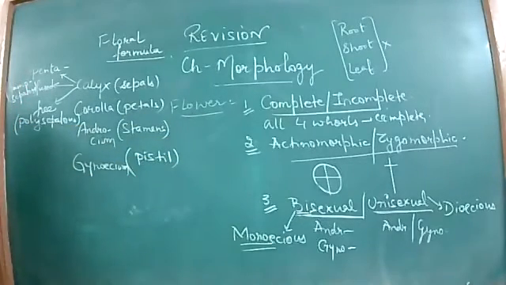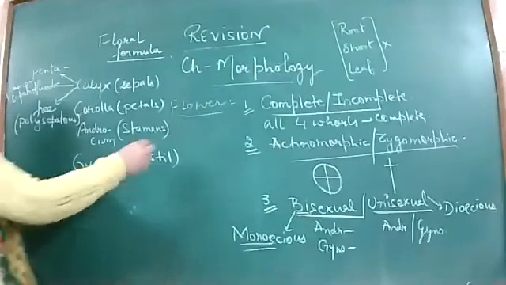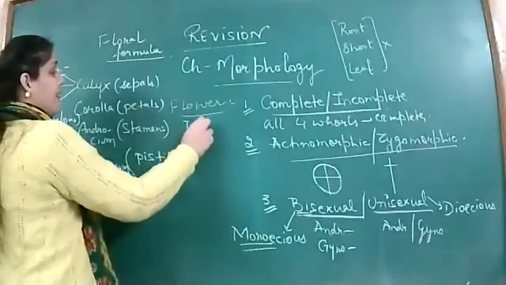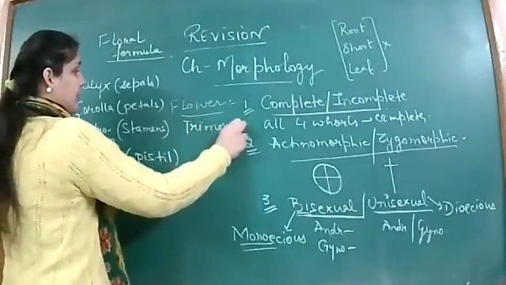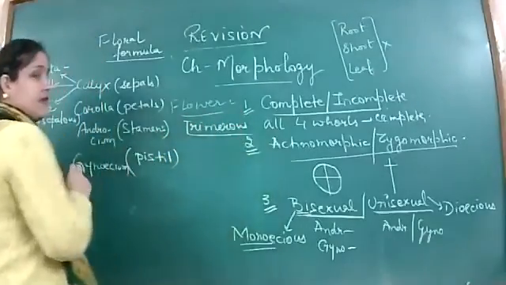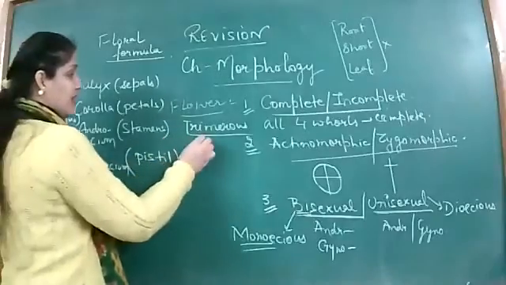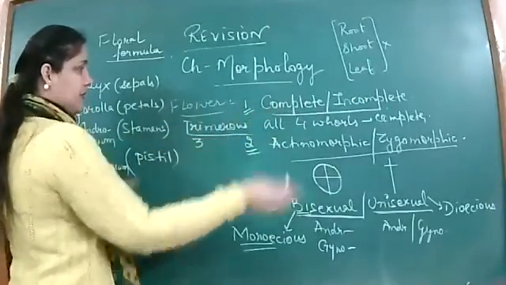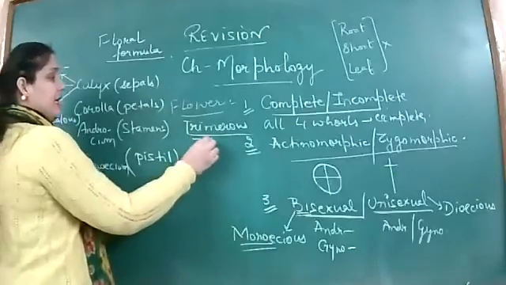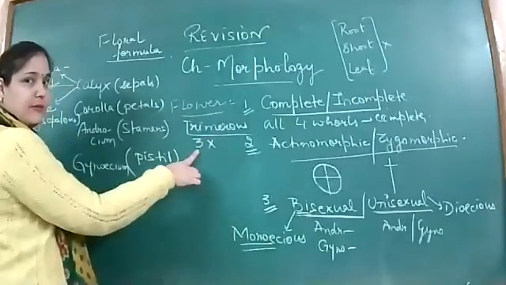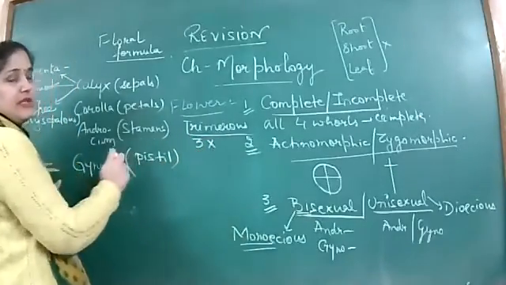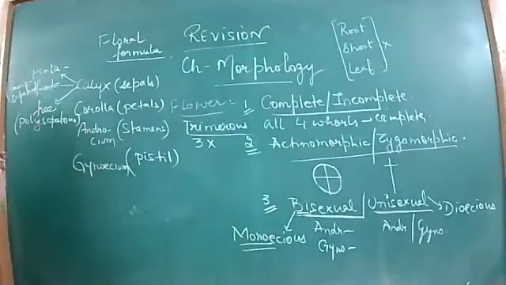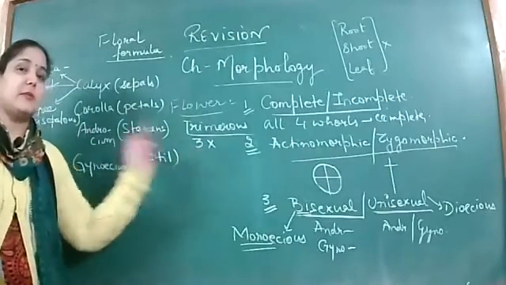The flower is a tetramerous flower or a trimerous flower, depending upon the number. If it is a trimerous flower, then all the whorls, whether the flower is complete or incomplete, all the whorls will have units either 3 in number or multiples of 3. So here they will be 3, and here they will be multiples of 3.